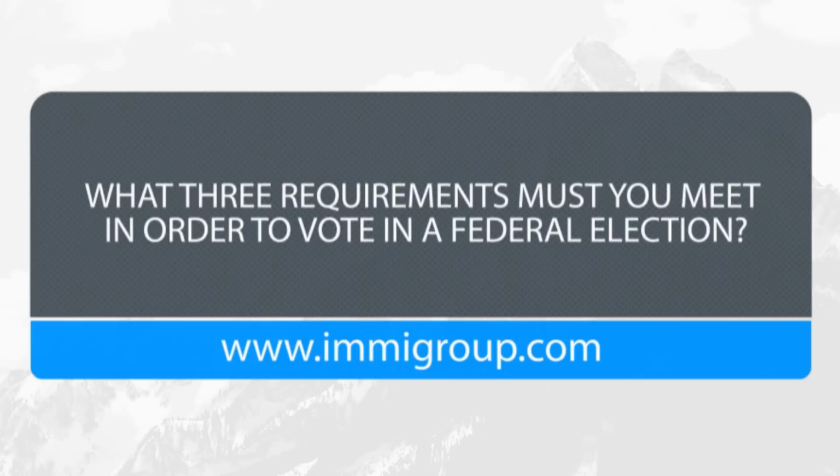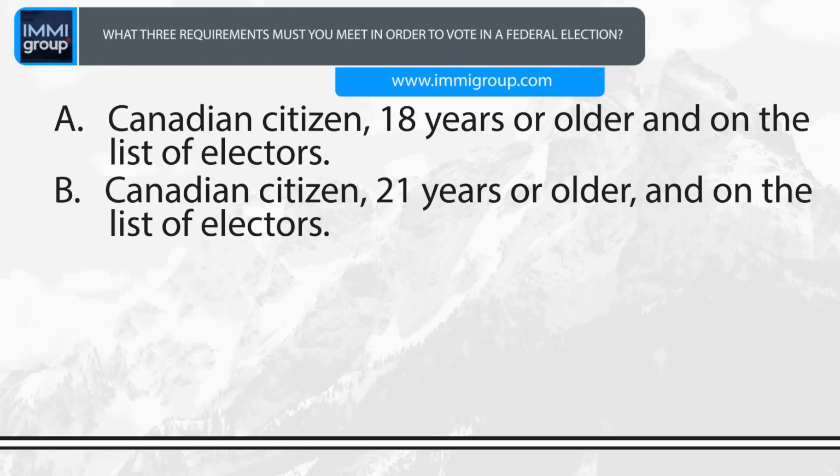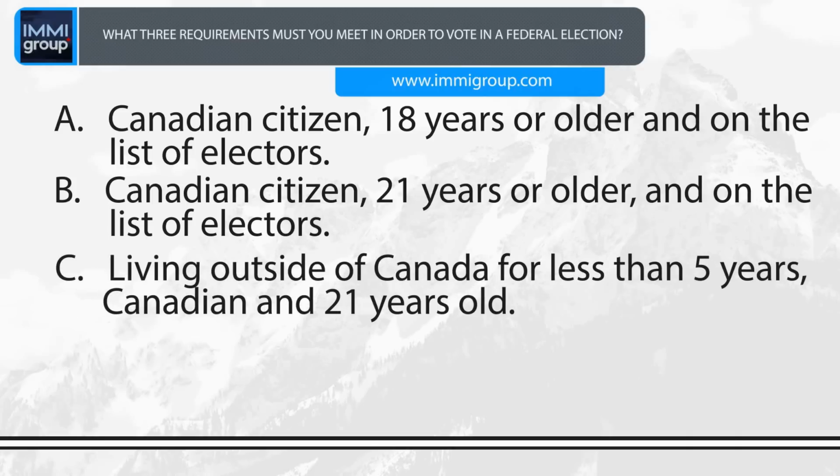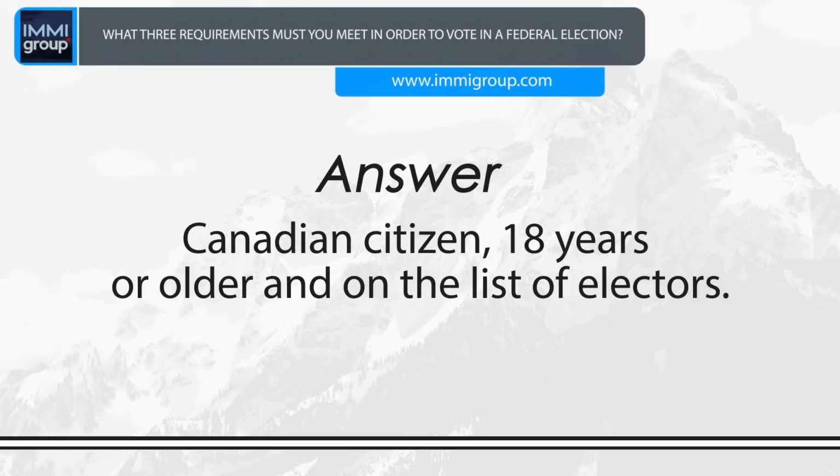What three requirements must you meet in order to vote in a federal election? A. Canadian citizen, 18 years or older, and on the list of electors. B. Canadian citizen, 21 years or older, and on the list of electors. C. Living outside of Canada for less than 5 years, Canadian, and 21 years old. D. Working for the federal government, Canadian Forces or other organisation, 21 years, and Canadian. Answer: Canadian citizen, 18 years or older, and on the list of electors.